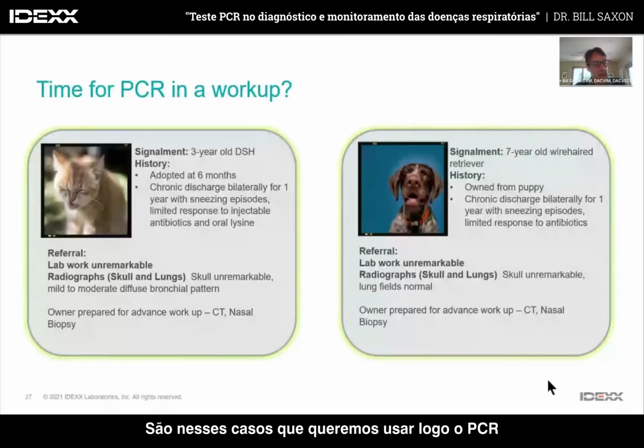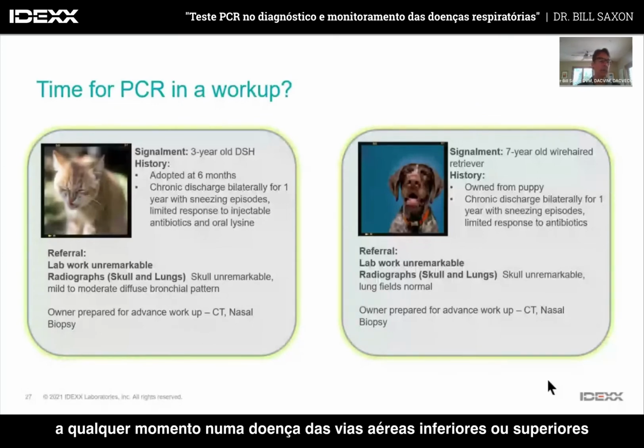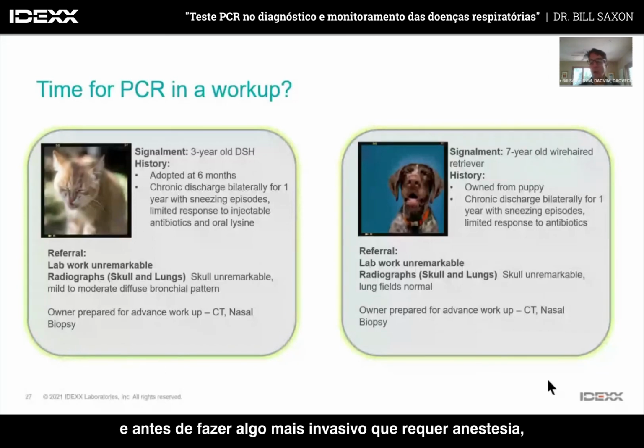This is when we want to be thinking about inserting PCR beforehand, because we want to be sure to have eliminated infectious causes or multiple co-infections, and perhaps there has been appropriate therapy for a bacterial cause, and now we have a viral cause, right? So PCR gets inserted after failure to respond to normal therapy or lack of resolution in an upper respiratory tract disease, when it's time to do more diagnostics, and any time in a lower or upper airway disease, before we do anything more invasive that requires anesthesia, we want to get that PCR done.